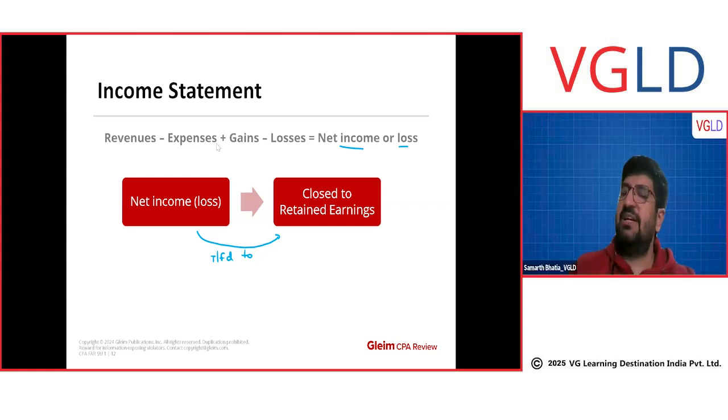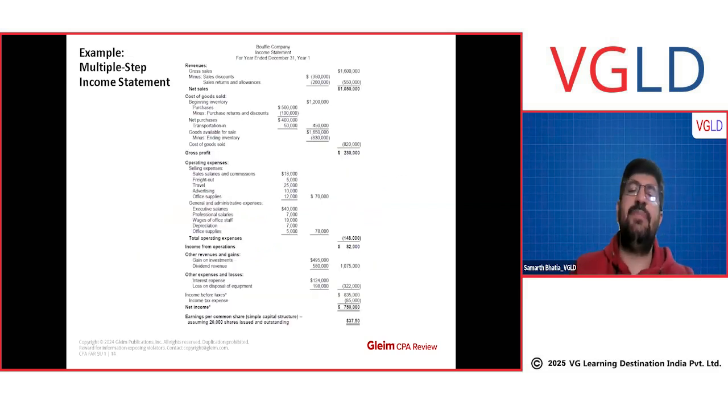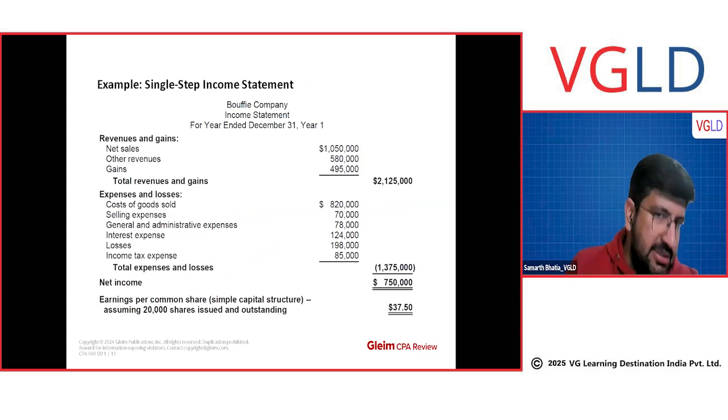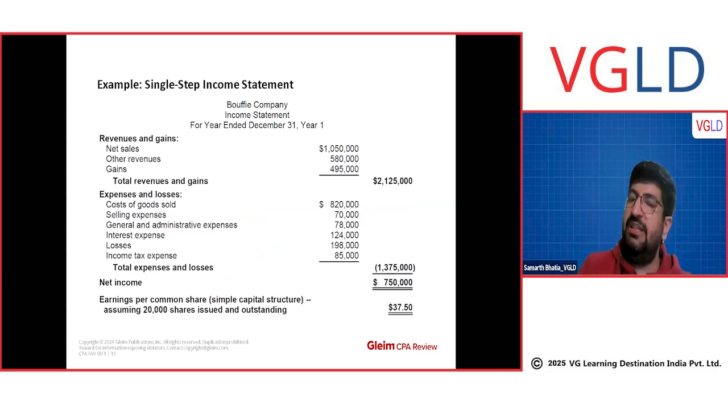So how does the income statement look? Normally there are three types of income statement. One is the single step income statement, the second is multiple step, and the last is the condensed income statement. Practically we prepare the condensed income statement. But what will be the difference?